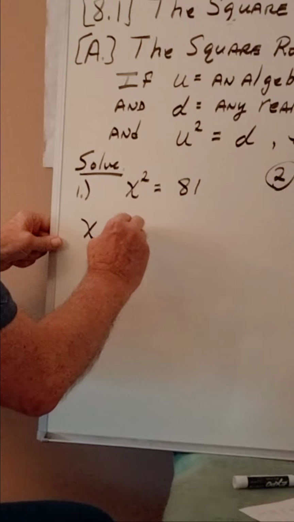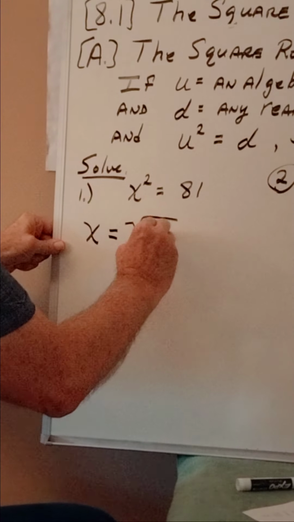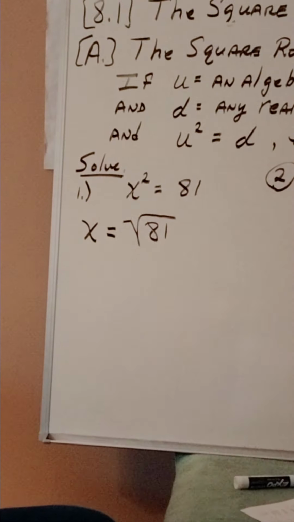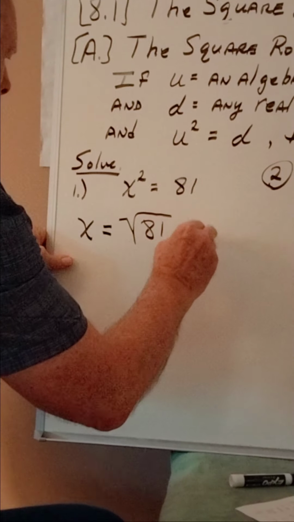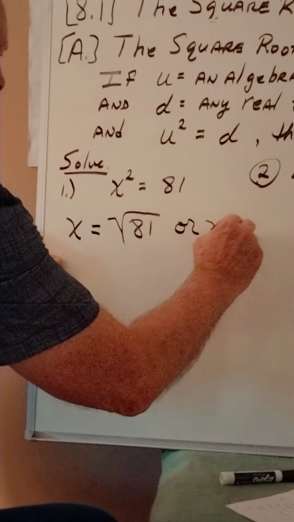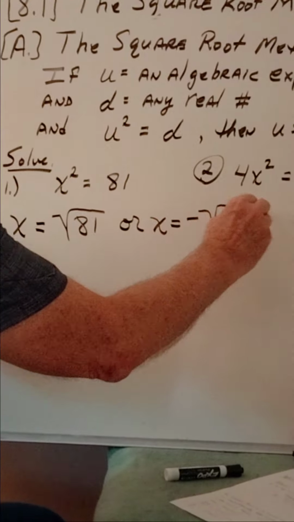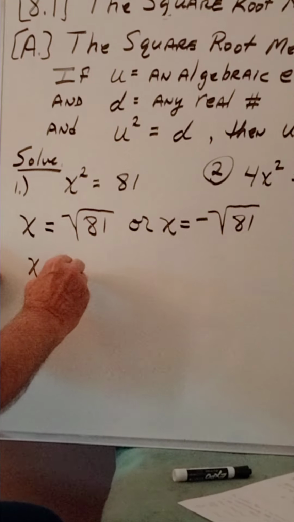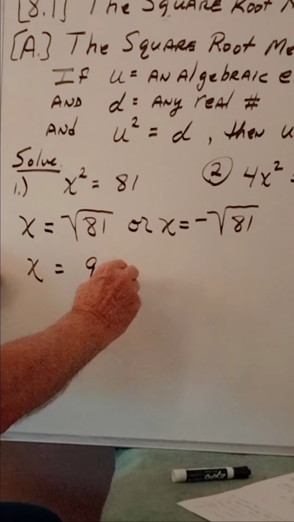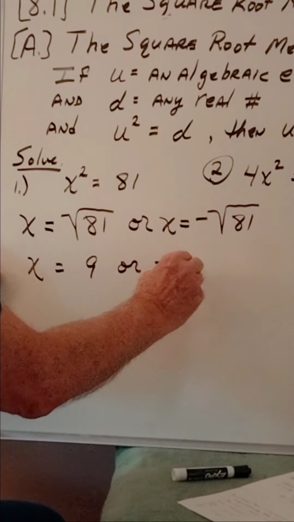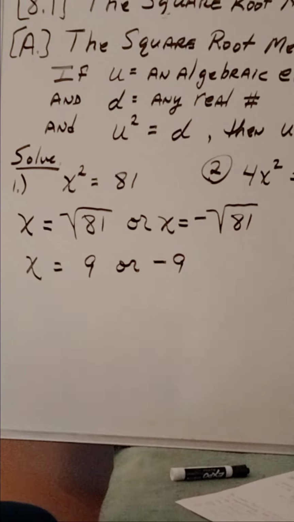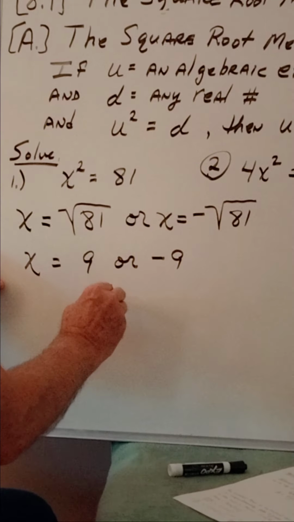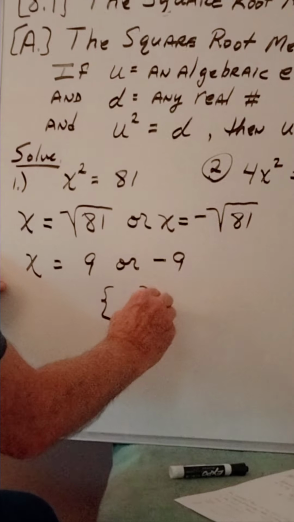X will be equal to the positive square root of 81, or x will be equal to the negative radical of 81. And that will very nicely give us x is equal to 9 or negative 9, and we can write the solution as such.